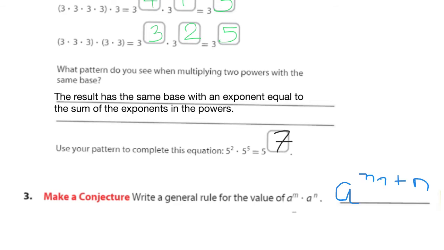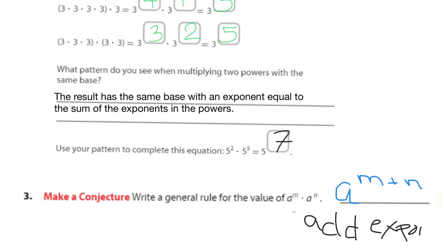Sorry. You're going to have m plus n. That's the rule. The rule is you're going to add exponents. And all these rules that we're getting, you will not have to memorize. They will always be given to you.